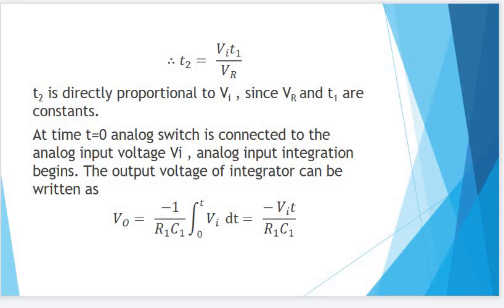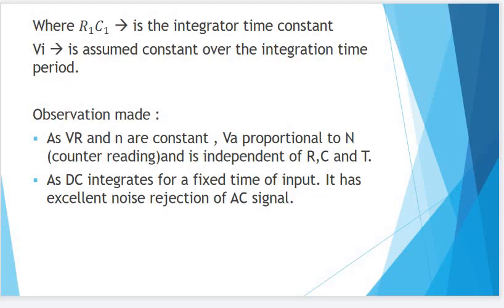At time T equal to 0, the analog switch is connected to the analog input voltage VI and the analog input integration begins. The output voltage of the integrator can be written as V0 equal to minus 1 by R1C1 integral 0 to T of VI dt, that is equal to minus VI T divided by R1C1, where R1C1 is the integrator time constant. VA is assumed constant over the integration time period.